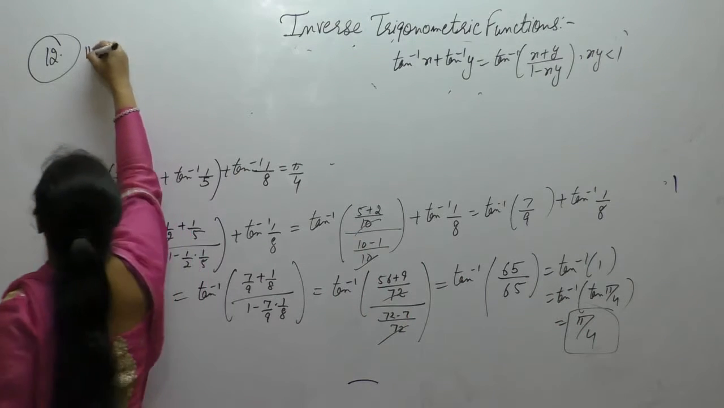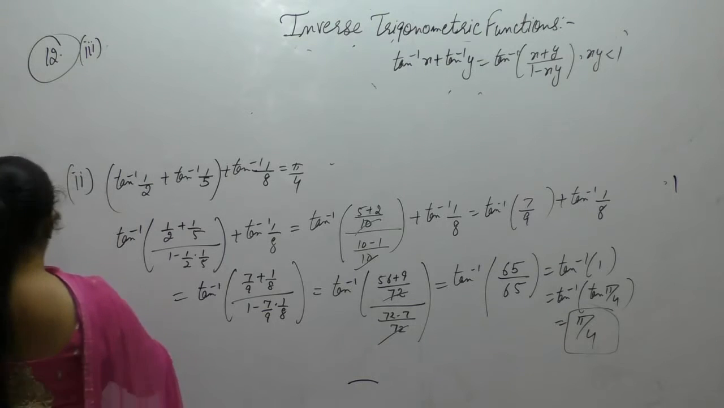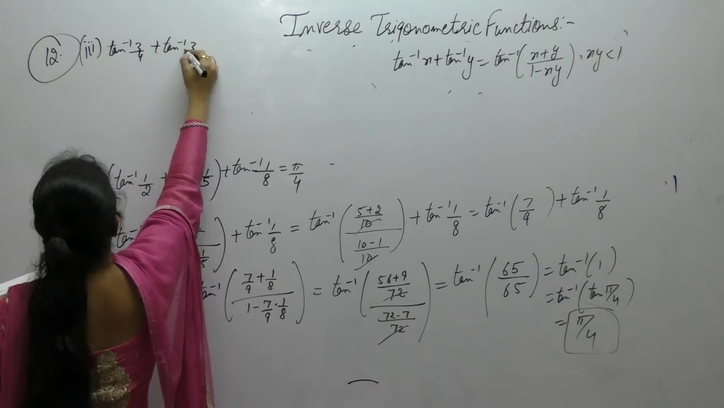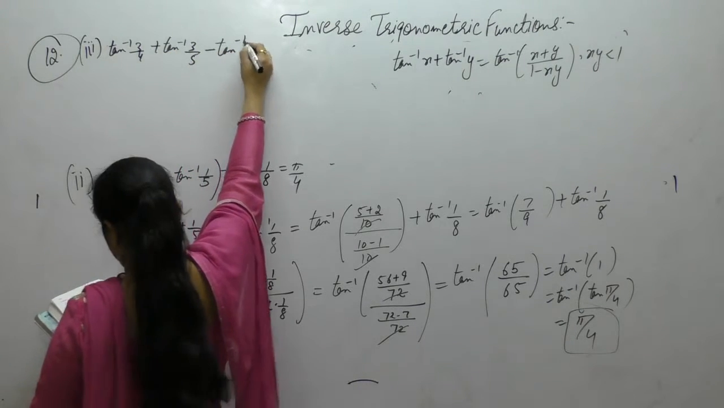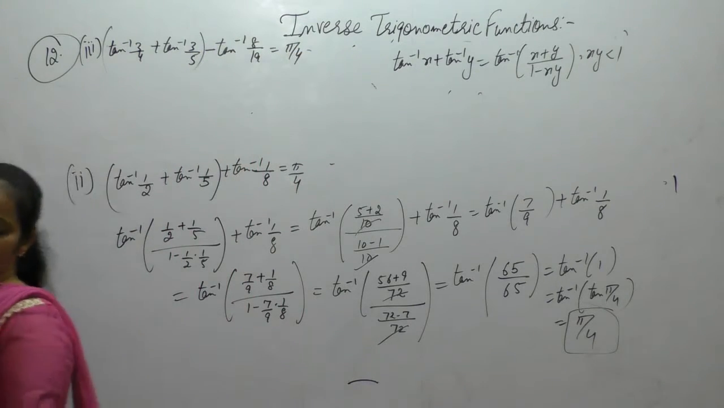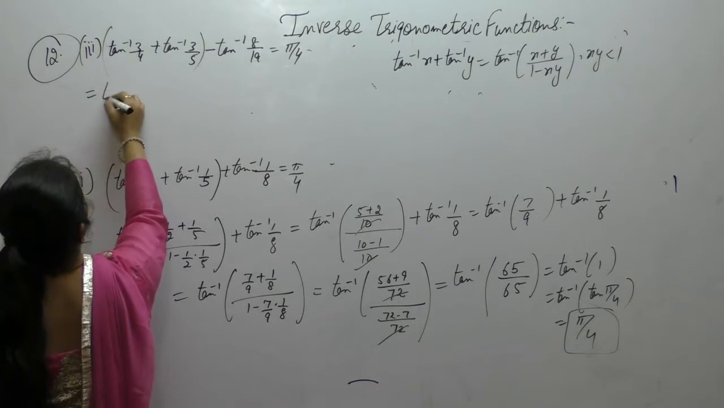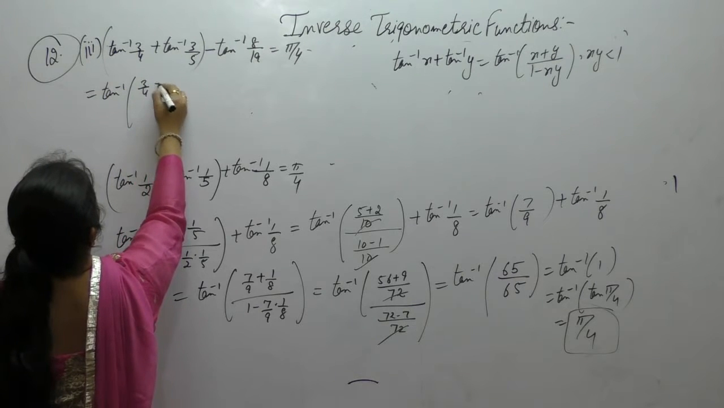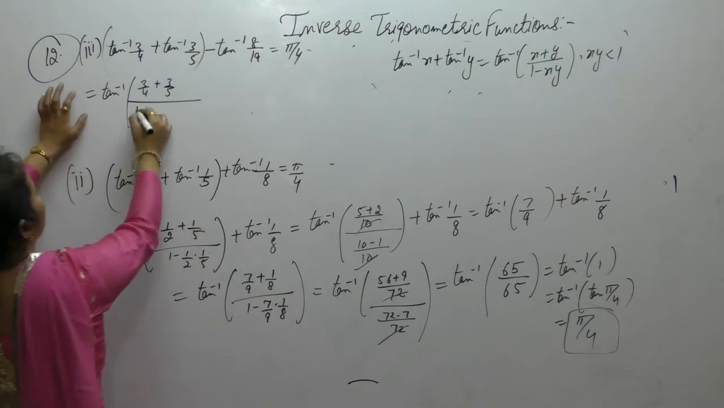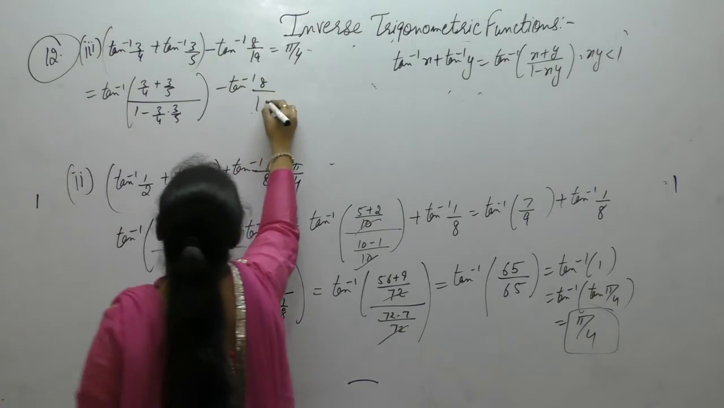Now third part, tan inverse 3 by 4 plus tan inverse 3 by 5 minus tan inverse 8 by 19 is equal to pi by 4. First solve the two terms, tan inverse A plus tan inverse B. Product is less than 1. Tan inverse of (x plus y) upon (1 minus x into y), minus tan inverse 8 by 19.